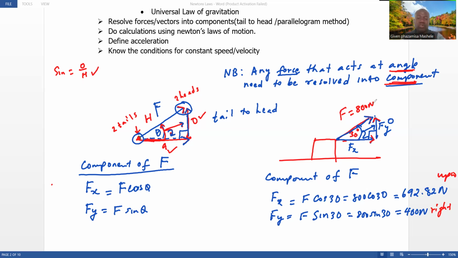So it's very important to be able to know how to resolve forces into components. There's a video that I already created below, particularly for grade 11. You can watch it and do your calculations, or you just go through it to understand how to resolve forces. This is for both grade 11 and 12. It's very important.